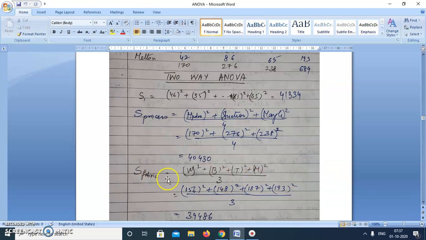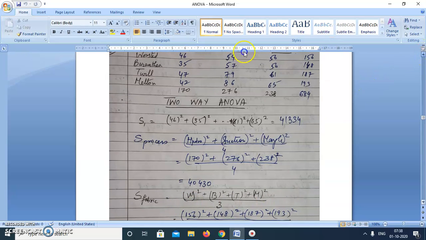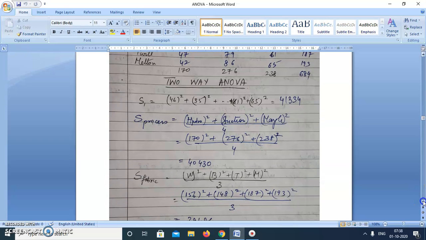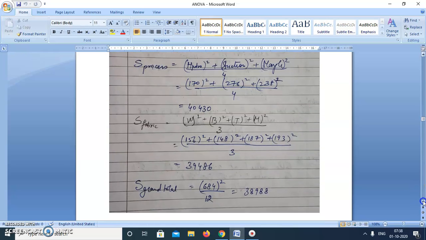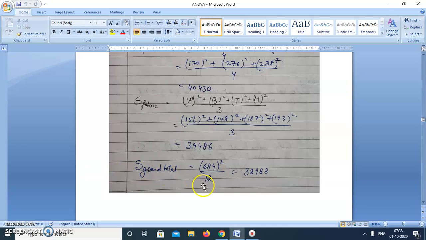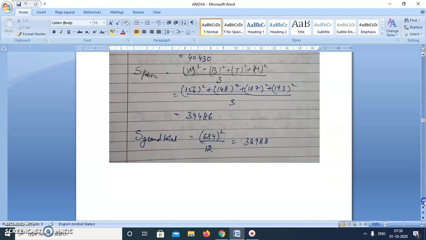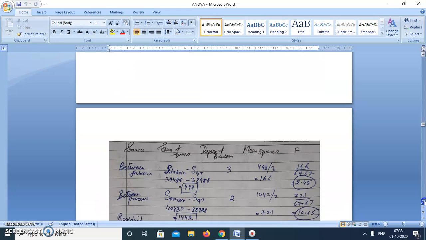Now this is S fabric. Now there are 4 types of fabric. So first sum total is about worsted. So this 156 I am getting after adding these 3 readings. So we'll divide by 3 in case of S fabric. And S grand total we have already done. That grand total whole square divided by the total number of readings, which was 12. So we just get these 4 values and then we'll make the ANOVA table.